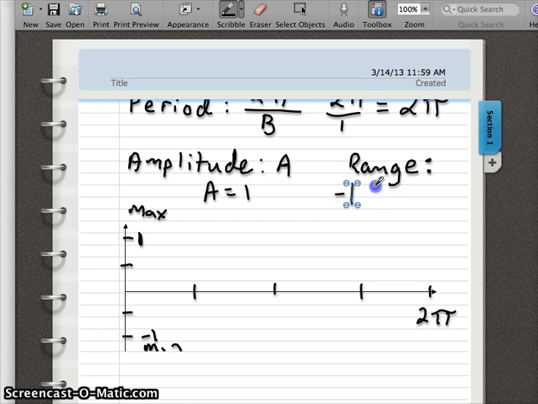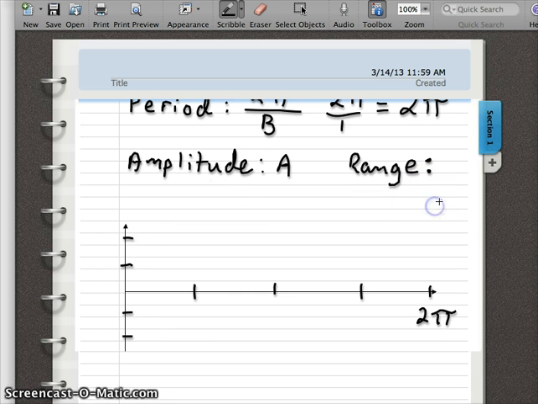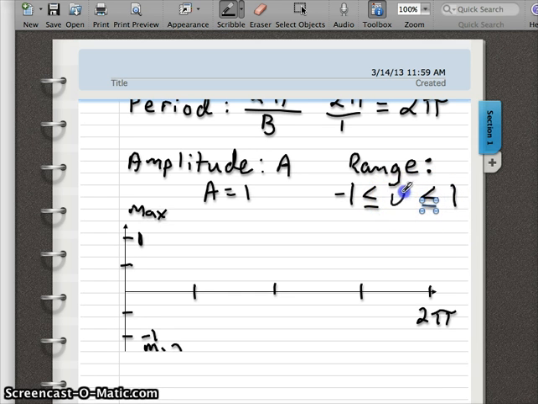It's not going to go any lower than that. And the top is going to be positive 1. It's not going to go any higher than that. And I'm talking about y values for range. So possible y values are going to be in between negative 1 and 1. And so I can talk about the range in inequality form here. It's in between negative 1 and positive 1. And it's also going to include those values. So that's why I got the or equal.